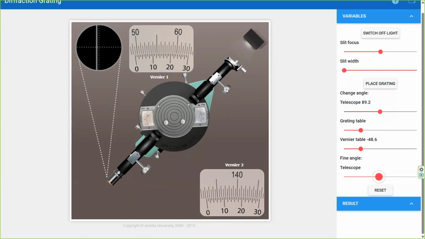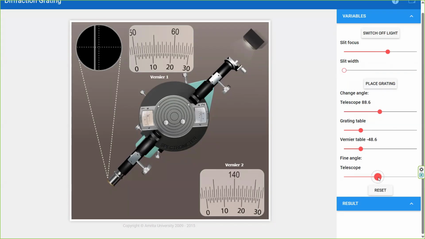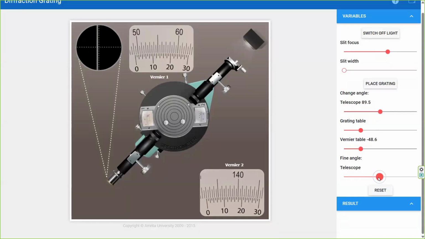Now to get the good sharp image of the slit, you have to use the focusing setup given in the collimator. So just I will focus that for clear image, and slit width can be adjusted using this screw. So width of the slit must be very sharp. Now, first step, you have to focus this telescope, that is this cross wire must be directly focused to the slit. So slowly using the fine adjustment of the telescope, you focus this directly to the slit.